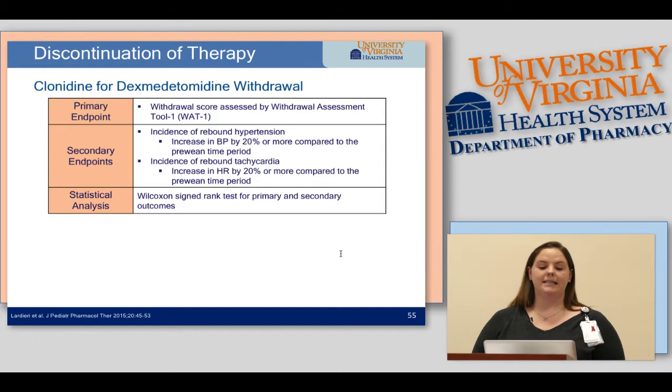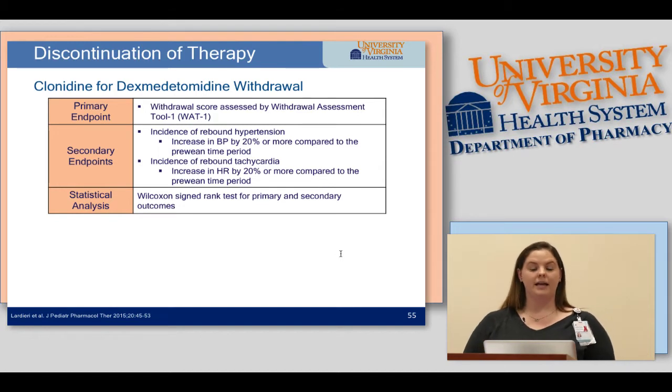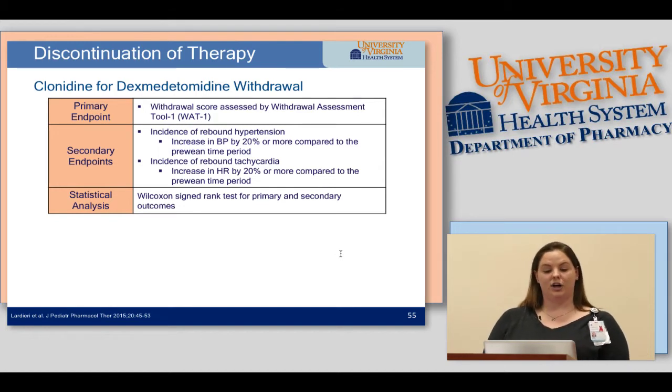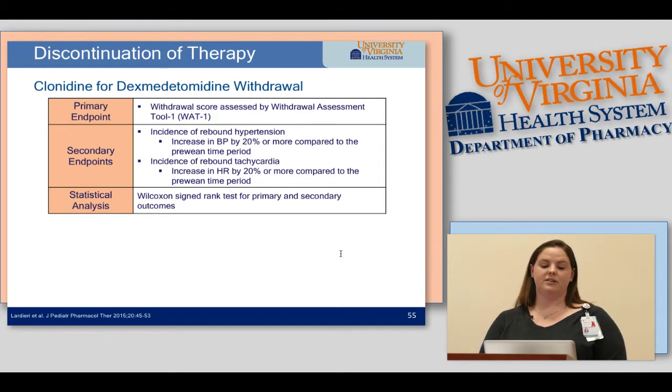They also looked at the incidence of rebound hypertension, which they defined as an increase in blood pressure by 20% or more compared with the pre-wean time period, and the incidence of rebound tachycardia as well, which is defined as an increase in heart rate by 20% or more compared to the pre-wean time period. I've listed the statistical analysis up here for you.